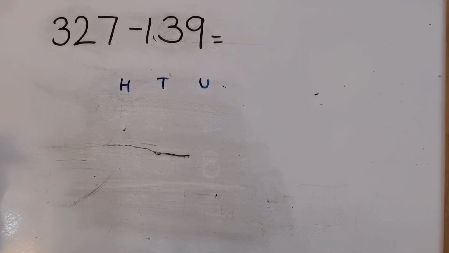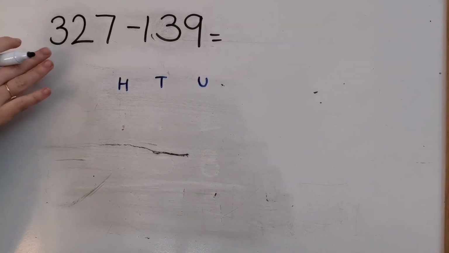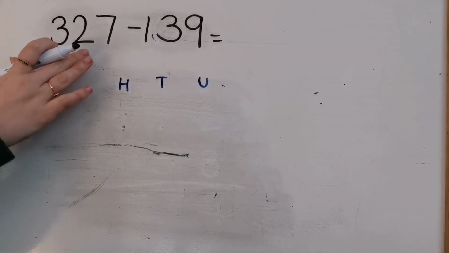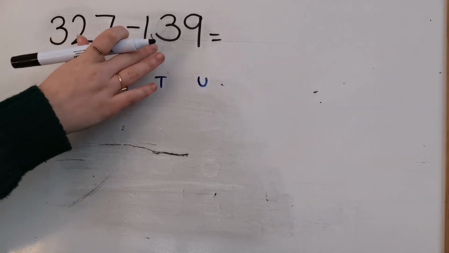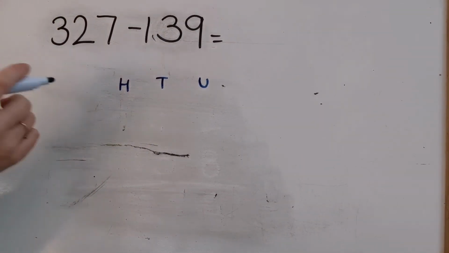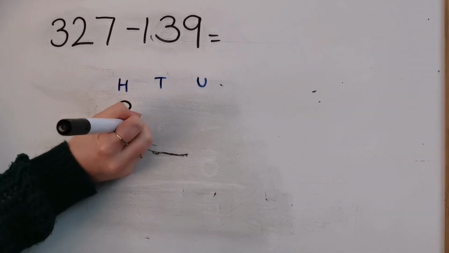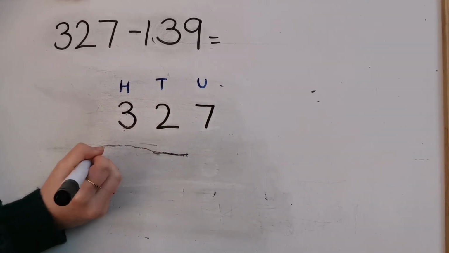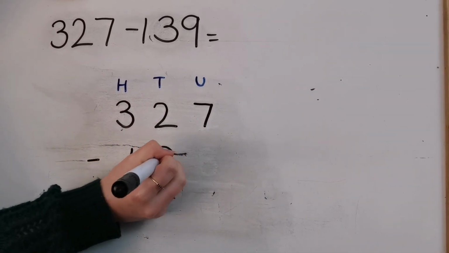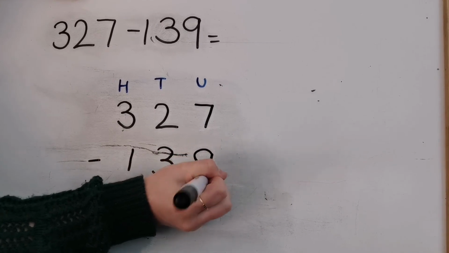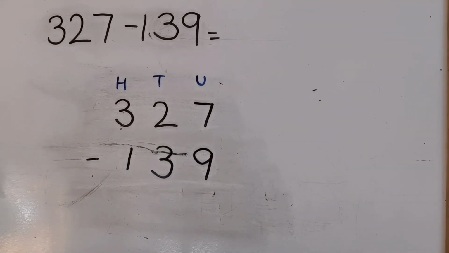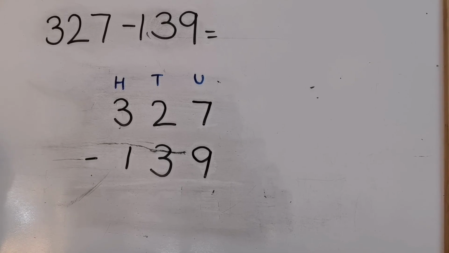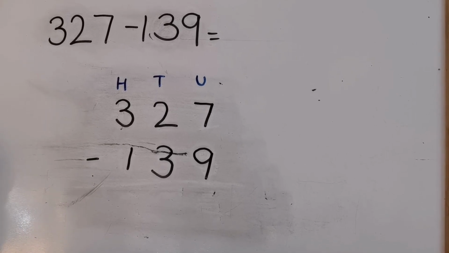Right, now in the video you can see a 3-digit number take away another 3-digit number. We've got 327 take away 139. Okay, we're going to lay that out in exactly the same way. 327 take away 139. Now you can pause the video here to have a go at working that out by yourself before we go through it together. Good luck!